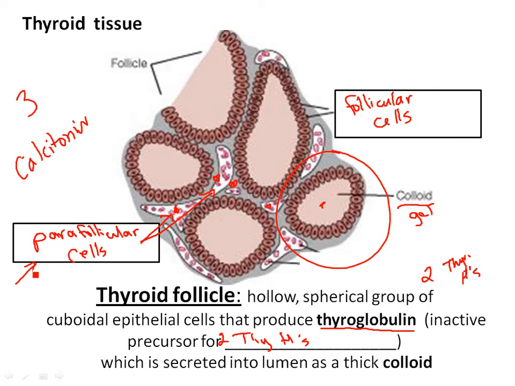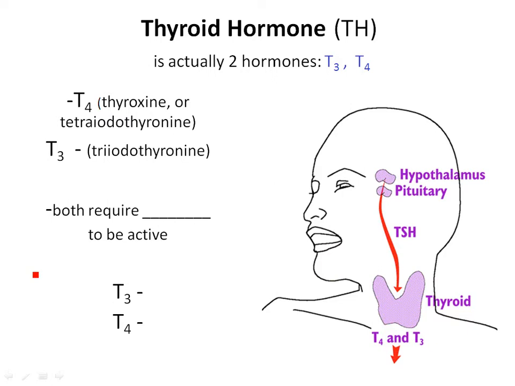Now, if we look at the thyroid hormones, from here on out, I'll just simply be referring to the thyroid hormones. We're going to be talking about these two, T3 and T4. And it's much easier to think of them as their abbreviations, T3 and T4, because the real names are quite long. Tetraiodothyronine, triiodothyronine. Now, both of these are requiring iodine in the diet to be active.